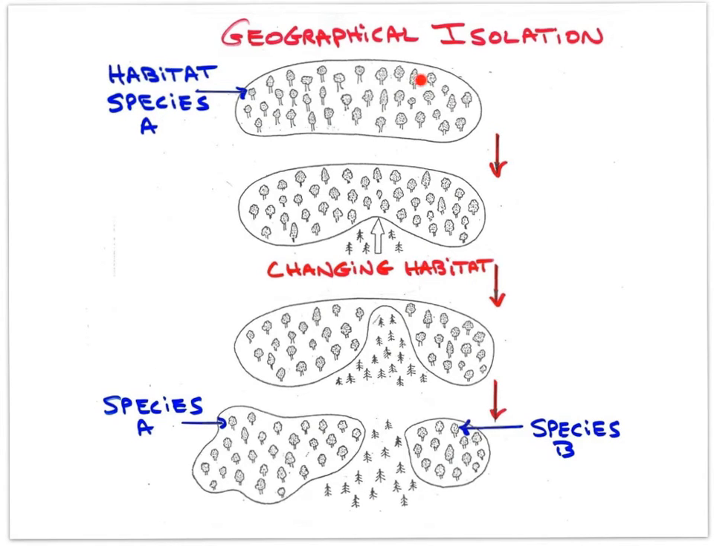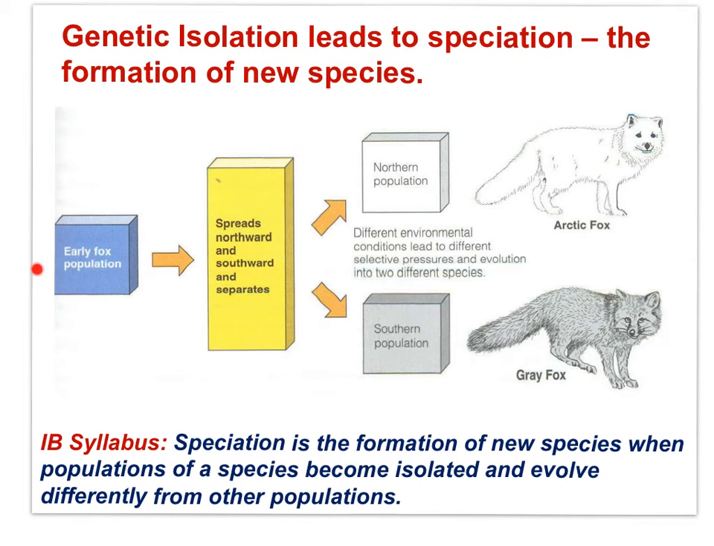This diagram displays an ecosystem at the top that slowly experiences environmental change, serving to isolate two populations, and with enough time, these genetically isolated populations evolve to become new species. An ancestral fox population is the common ancestor of different species of fox, some of which live in polar locations and species that now live in southern latitudes. Populations of foxes, isolated from each other by migrating to different latitudes, have become separate species. Speciation is the formation of new species when populations of a species become isolated and evolve differently from other populations.